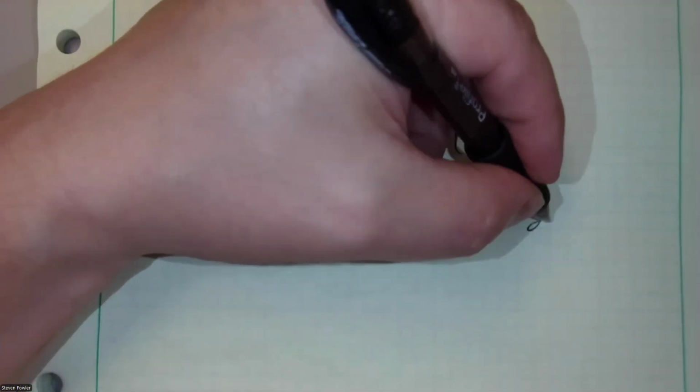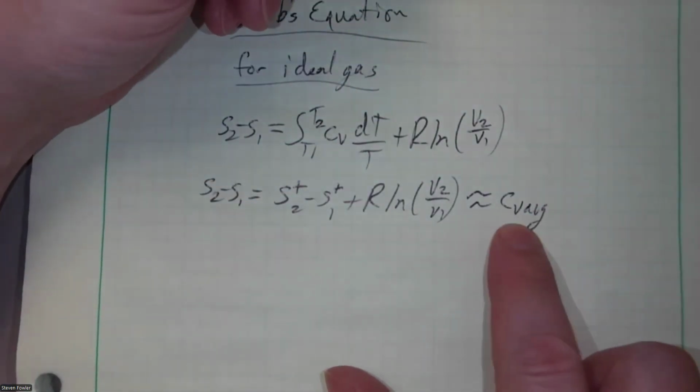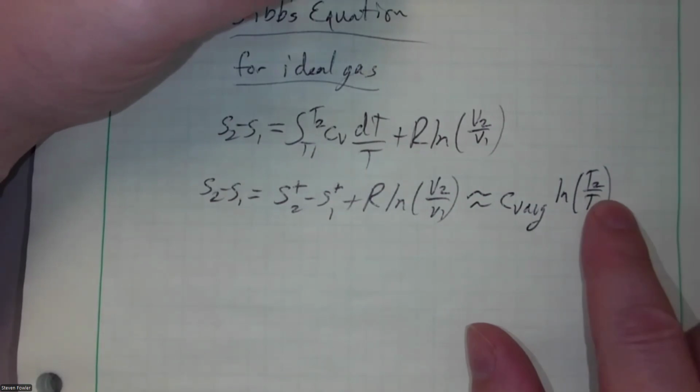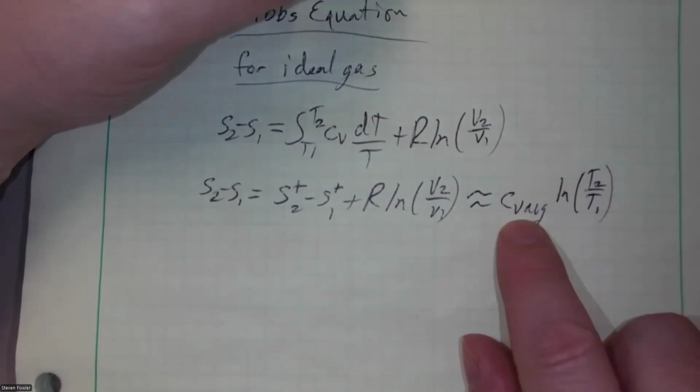I can also approximate this as C sub V at the average temperature. The rookie mistake is we just use cold temperature on this. We don't use cold temperature unless it's an Otto cycle. I need the average temperature, which means I need T1 and T2, or I need to guess and check. Given the average temperature, I approximate this as constant.